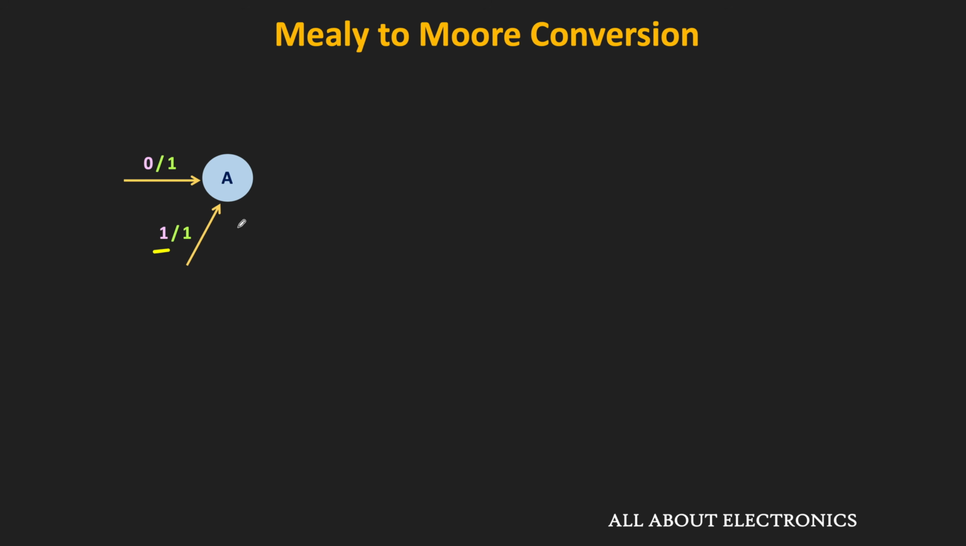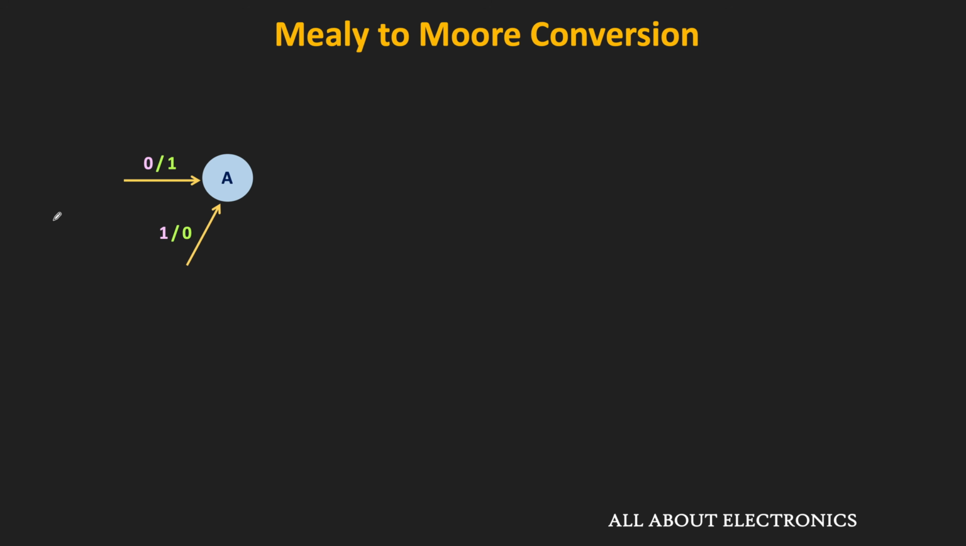And since we have the same output for both cases, we can write the output in the state itself. That means for all the incoming transitions to the state, when their outputs are the same, then we can write that output in the state itself. So this is the equivalent Moore representation of the given state.